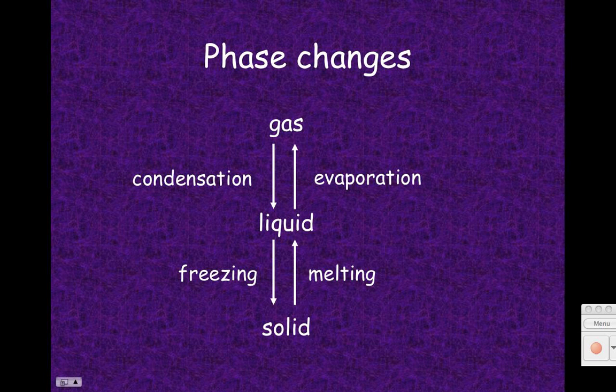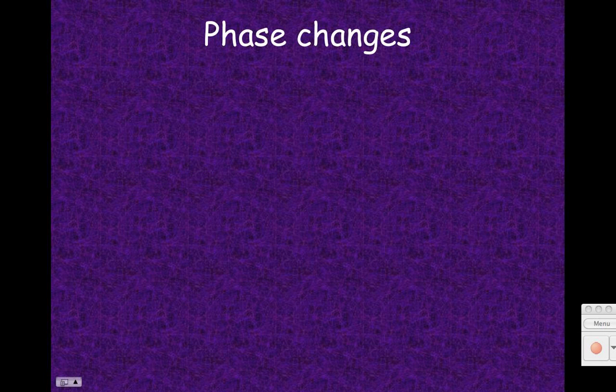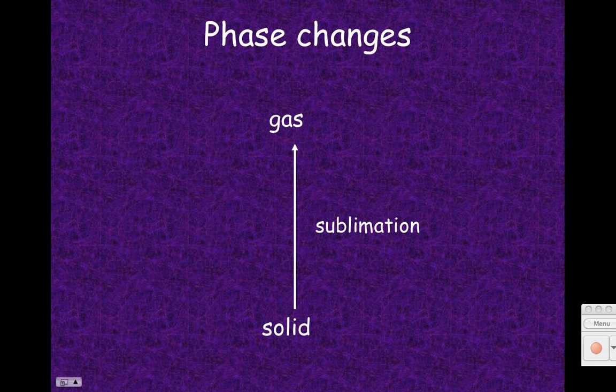Now there's a couple of special phase changes, and this involves gases and solids. I can actually change directly from a solid to a gas, and that process is called sublimation. Now sublimation is probably best demonstrated by solid carbon dioxide, which you guys know as dry ice. When I take solid carbon dioxide, the dry ice, and I bring it out, instead of turning into a liquid, it basically just gives off this fog-like vapor. So it is going directly from a solid to a gas.